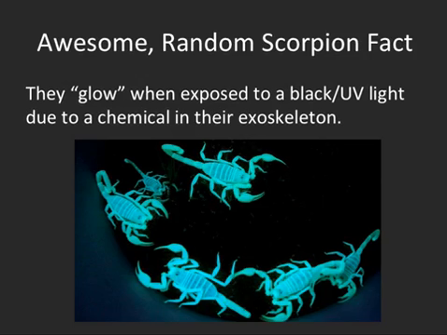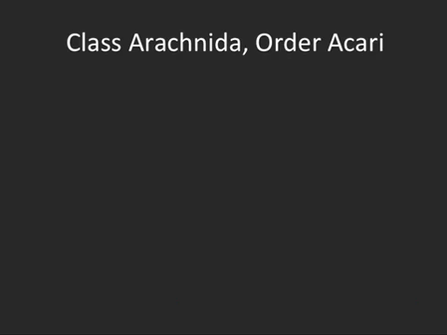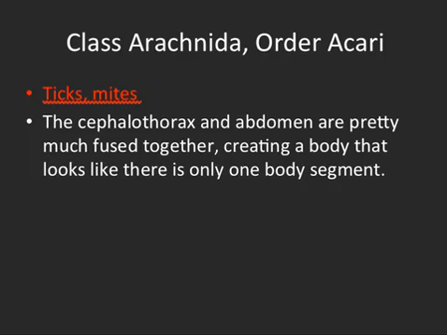So our next order is order Acari. These are mites and ticks. In ticks and mites, the cephalothorax and abdomen are pretty much fused together, so it creates a body that looks like there's only one body segment. So it may look like it's just this one big round or oval circle, but there are still two body segments, kind of. They're just fused together.